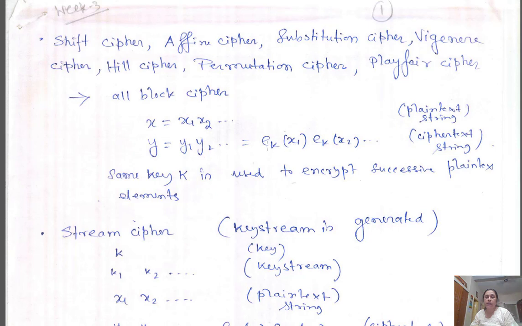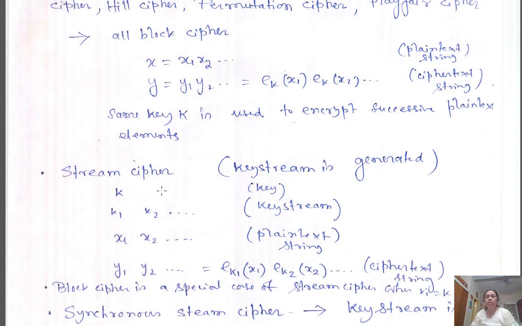X1 is encrypted under the key K, so Y1 is produced. X2 is the second block. Each block has the same length. So the second block is encrypted under the same key, and ciphertext block Y2 is produced like that. So this is your plain text string, and this is how we generate the ciphertext string. The same key is used to encrypt successive plain text elements.